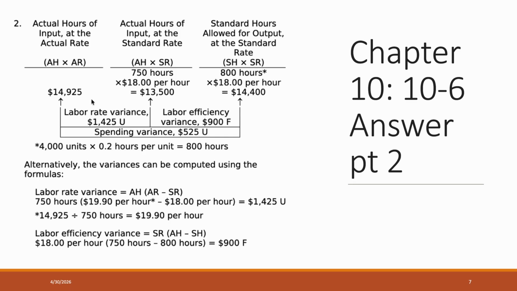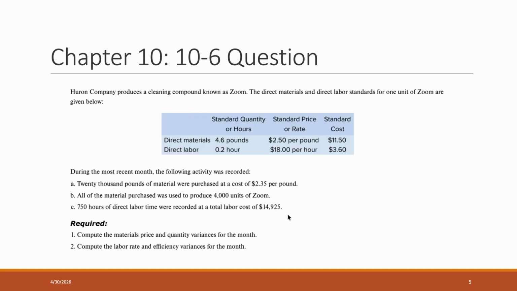And so we can compare those numbers, again, given to us in the problem. And we know the actual amount was given to us in the problem of $14,925, so we don't need to do any math for that one right there.